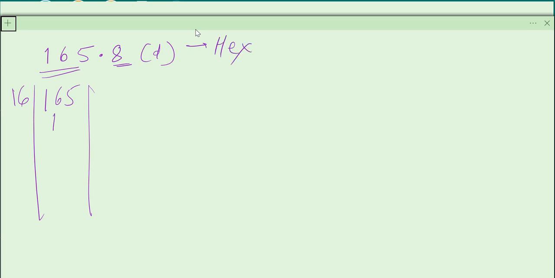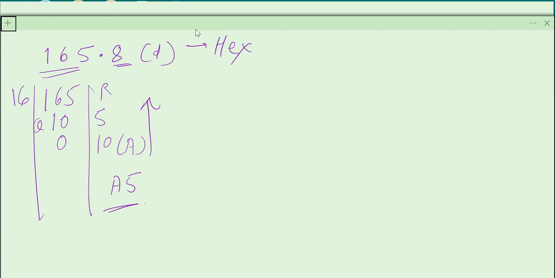So 16 ones are 16, then 0, and the remainder will be 5. This is the quotient. 10 divided by 16, this is 0, and remainder 10. 10 in hex is A. So the number in this integer part will be A5.